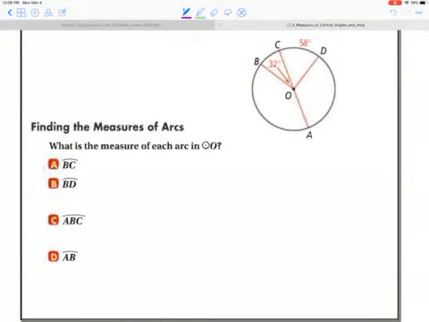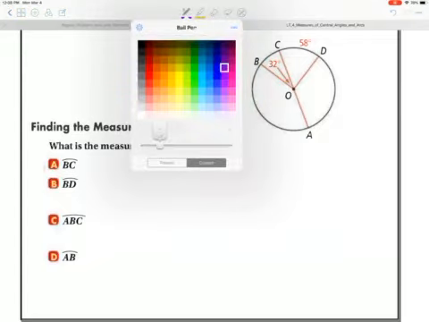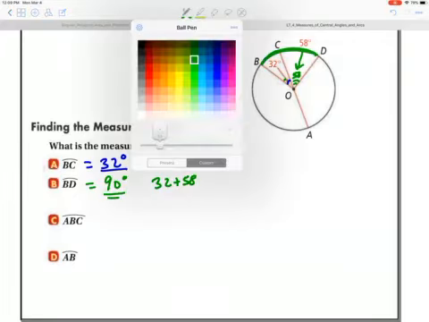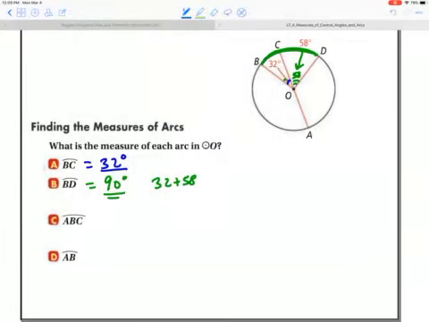Let's look at this example. What is the measure of each arc? So if I'm looking at arc BC, which is right here, it's equivalent to its central angle. So that is 32 degrees. If I look at BD, that is this entire arc. Therefore, it is 32 plus the 58, because if the arc CD is 58 degrees, then the central angle is 58 degrees. So I do 32 plus 58, and I get 90. That is using the arc addition postulate.